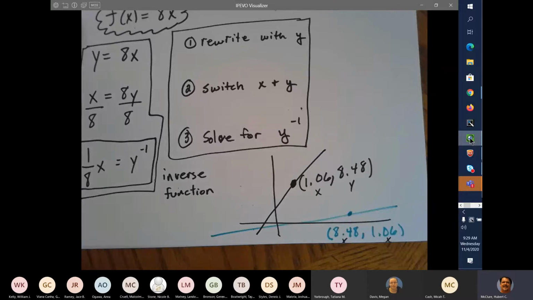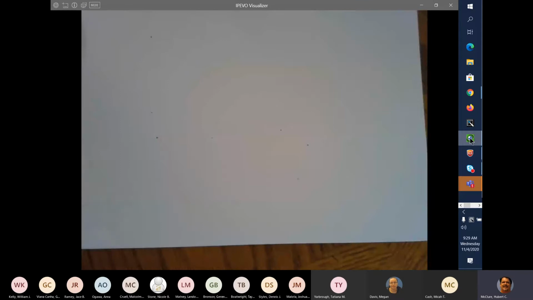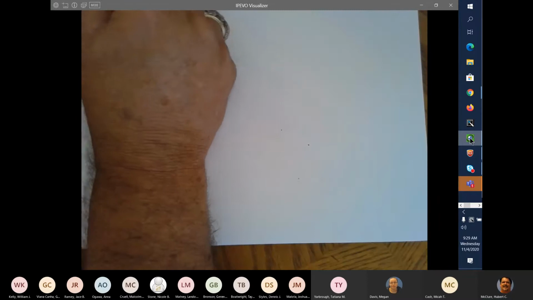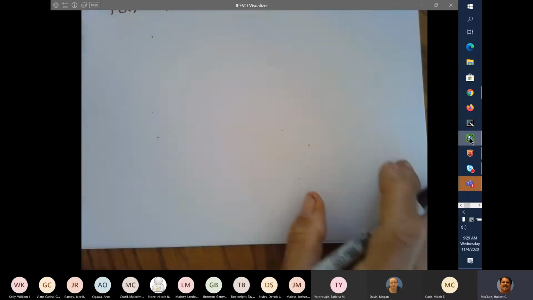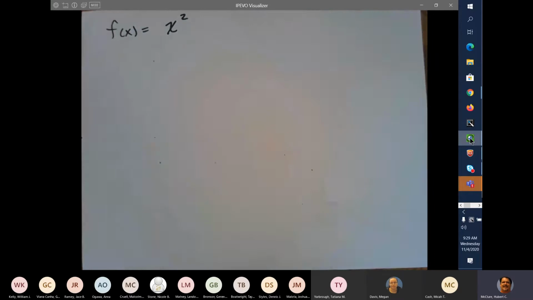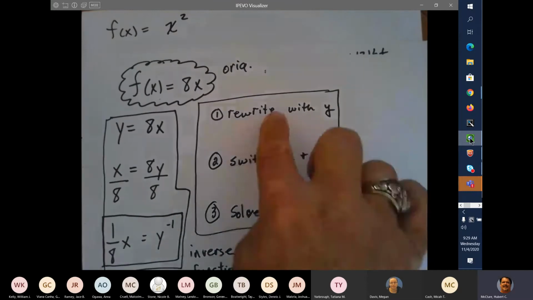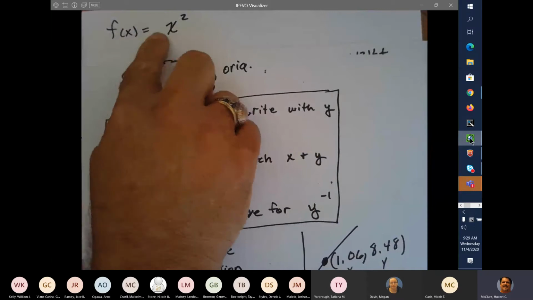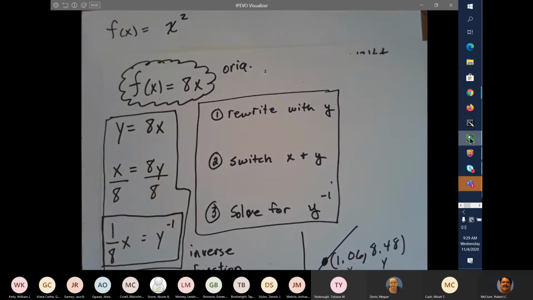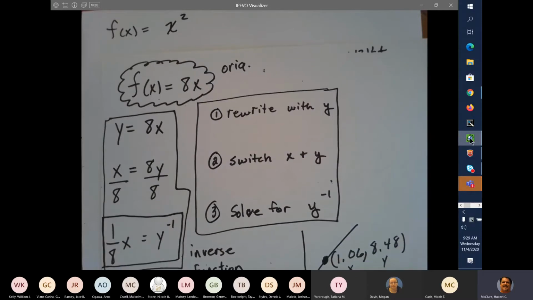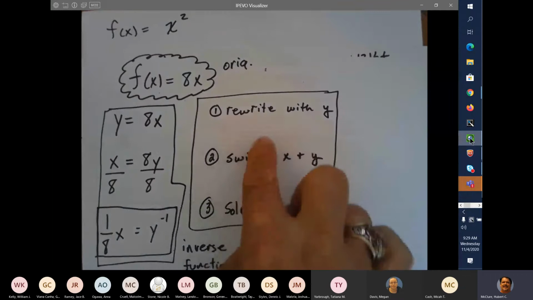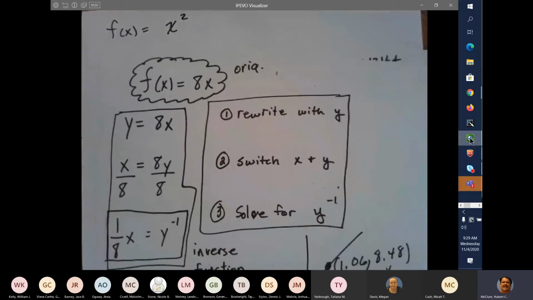All right, let's do another one. And this one you'll see a little bit better. Here is the basic function. And I want you to find the inverse function. Follow these steps right there. And I want you to find the inverse function of x squared. Do that right quick. Give you a few seconds to do it. You should have this written down. I'm not going to leave that on there because it's kind of busy with both of them on there.